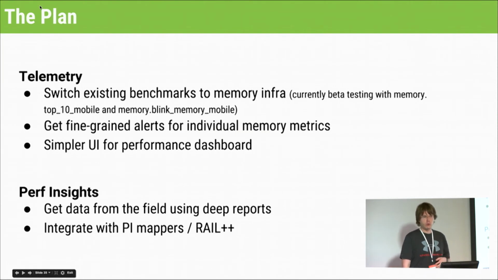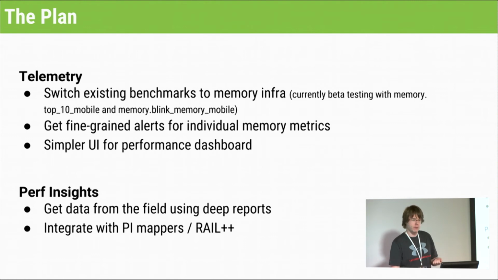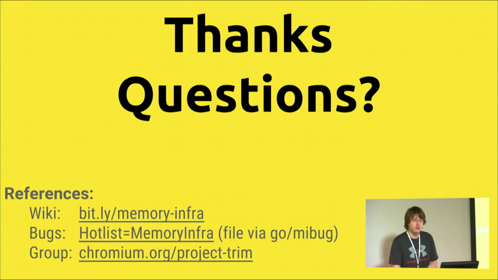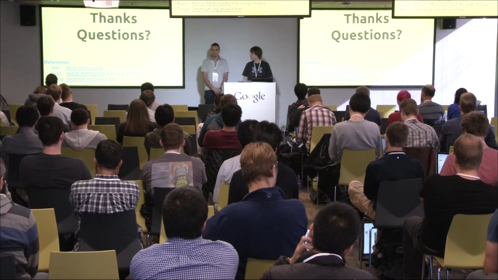And then we also would want to integrate with perf insights that were mentioned by Nat yesterday. So we want to be able to get data from the field from our end users using deep reports, and integrate the numbers that we have with the performance insight mappers, possibly included in the Rail++ score that was mentioned yesterday. And that's all. So thank you very much for your attention. And if you have any questions, feel free to ask us. Thanks.